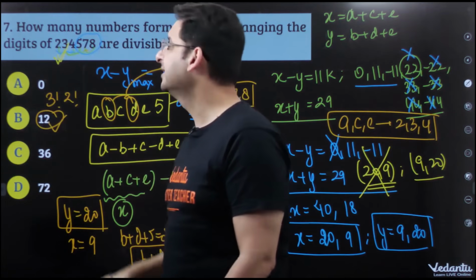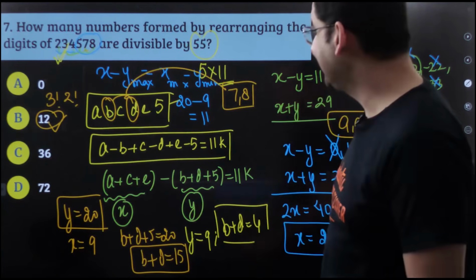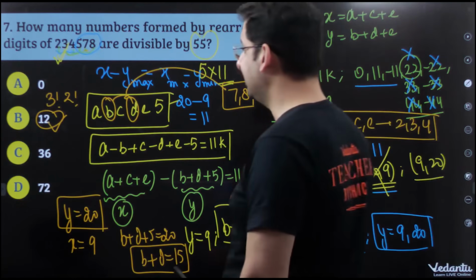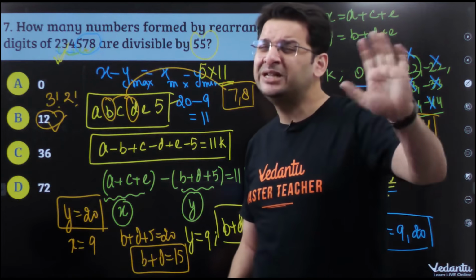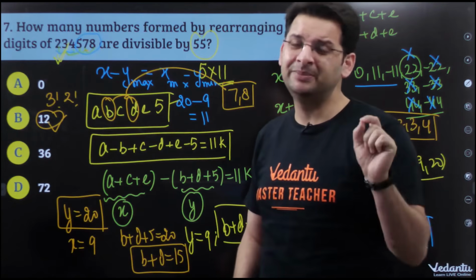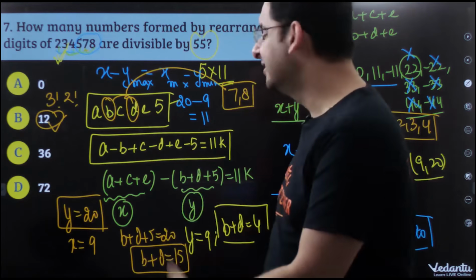So 12 is the right answer to this. Question number 7. The answer is B, that is 12. Right. So this was the question which could have troubled some of the students a bit. Otherwise also this was very simple, very straightforward because there was only one case to be considered.